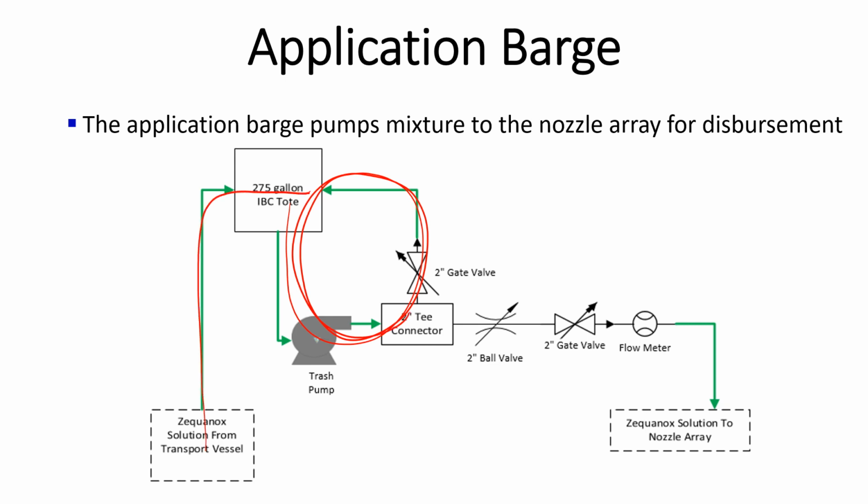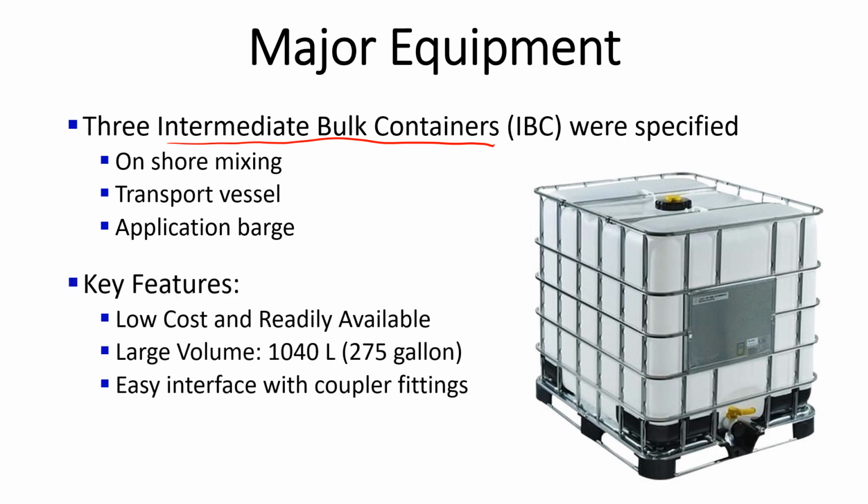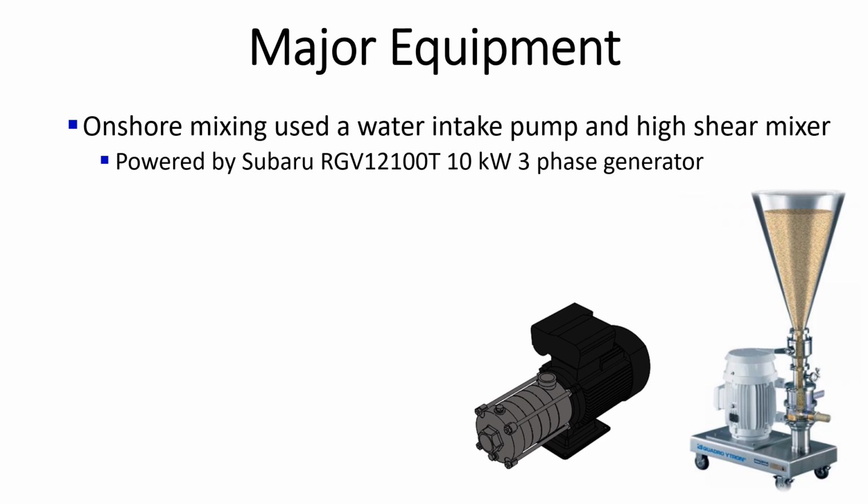received from the transport vessel, which can then be redirected using a two-way ball valve through to the injection manifold previously. So the reconfigured design, which reduces the risk of electrocution substantially, contains 3 intermediate bulk containers, all around 275 gallons, suitable for a certain range of treatment. It also requires a transportation vessel and an application barge, but again, these are all to reduce the risk of electricity. Its beneficial features are that it's low cost, readily available, and interfaces with a range of coupler fittings.